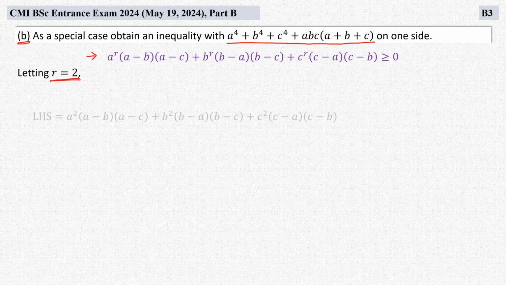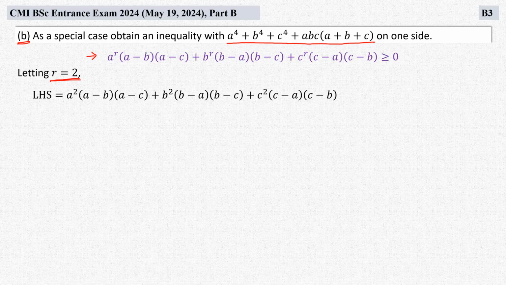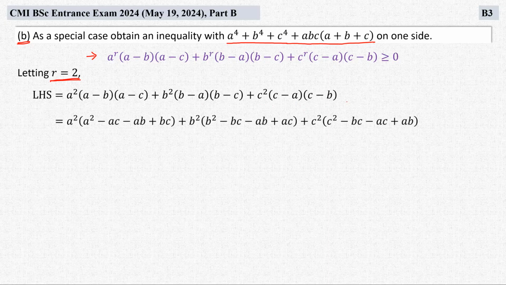Letting r equal 2, the left-hand side of the inequality is a squared times (a minus b) times (a minus c) plus b squared times (b minus a) times (b minus c) plus c squared times (c minus a) times (c minus b). Expanding the last two factors in each term gives this expression. Here, let's try to collect this a to the fourth power plus b to the fourth power plus c to the fourth power plus abc times (a plus b plus c) part, which is asked in the problem.